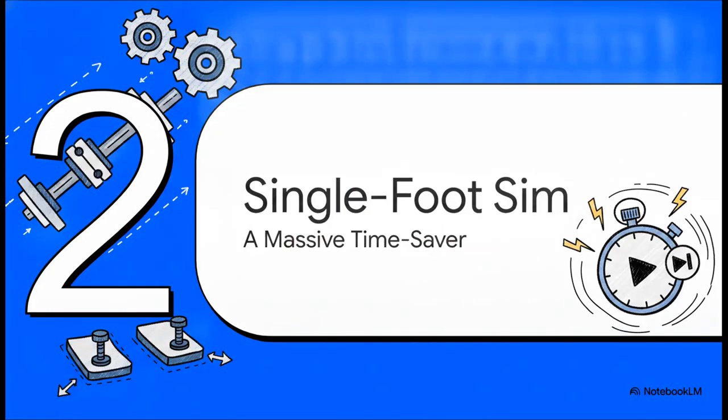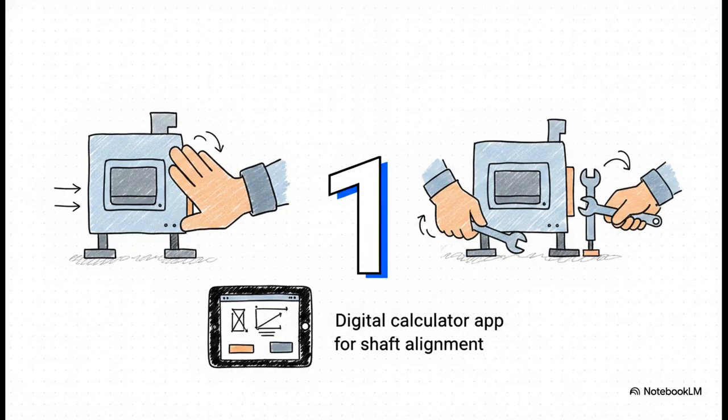Section 2. The single foot simulation. Okay, think about this for a second. What if you only had to adjust a single set of feet to perfectly align your machine? Usually, as millwrights, we're adjusting both the front and rear feet back and forth, right? It's this whole dance of trial and error. But sometimes adjusting just one side is totally enough to bring the whole system right back into spec.